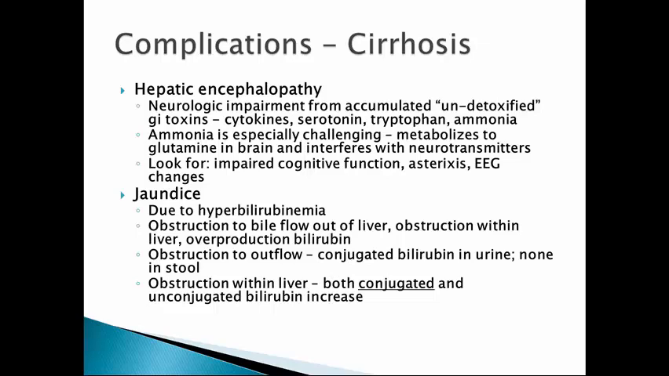If the obstruction is inside the liver, as opposed to an outflow obstruction, you'll see both conjugated and unconjugated bilirubin increasing. So the conjugated, they're not excreting. The unconjugated, they're not converting to conjugated. So you can differentiate this jaundice, whether it's an obstruction to outflow or whether the obstruction is inside the liver, by looking at where the conjugated versus unconjugated bilirubin would be.